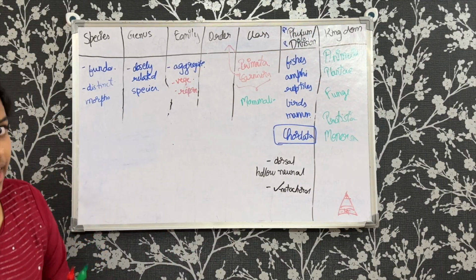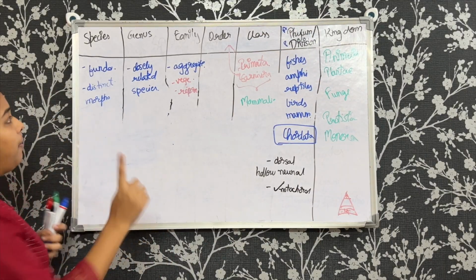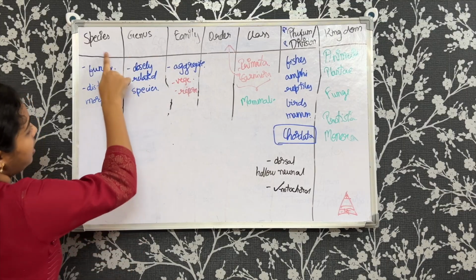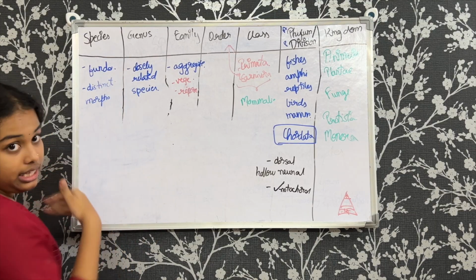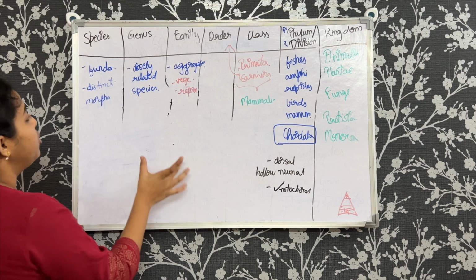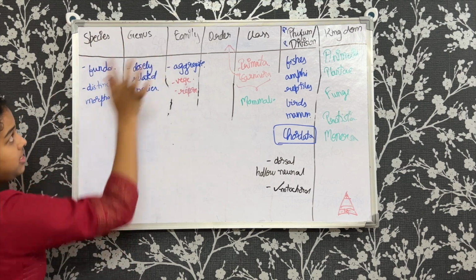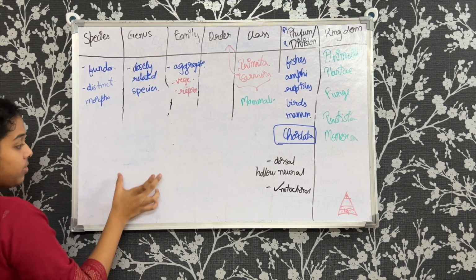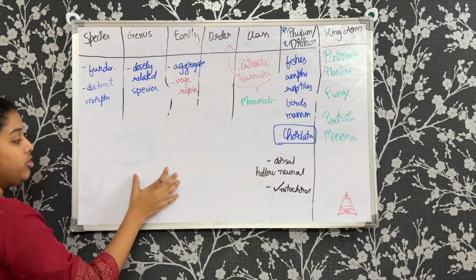Now, just examples. Mangifera indica. Mangifera is genus, indica is species. Now, another example. Solanum tuberosum. Tuberosum is species, Solanum is genus. Now, Solanum tuberosum is not the only one.